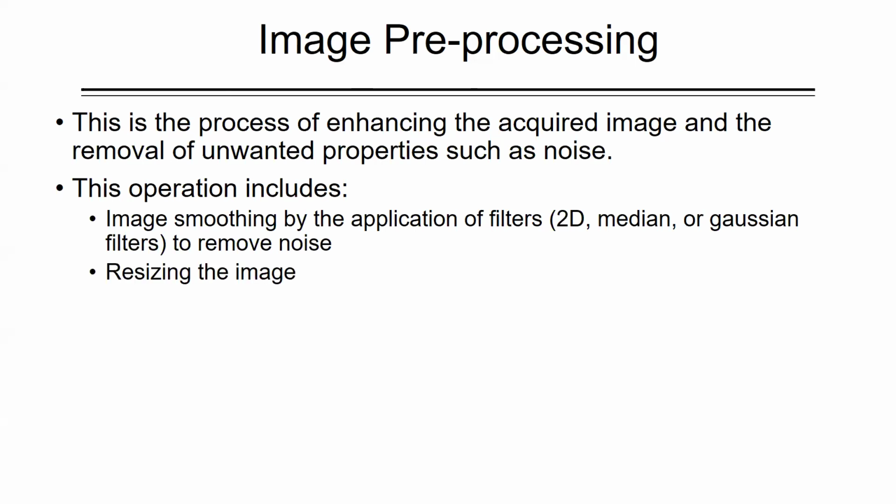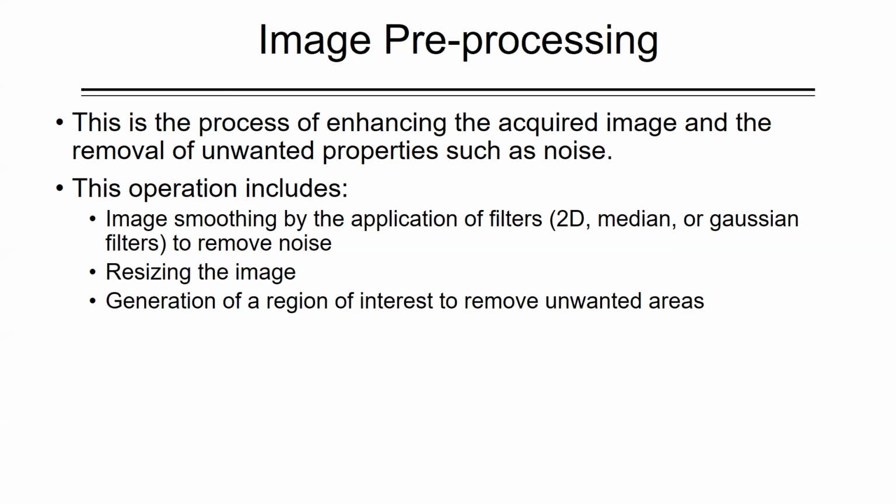Image preprocessing can also involve resizing the image. In some applications, you might need to put the image in a particular dimension for you to process it more efficiently. Particularly in deep learning applications, some deep learning architectures have specific dimensions of the image that you can feed in as an input. You might need to also generate a region of interest in an image.